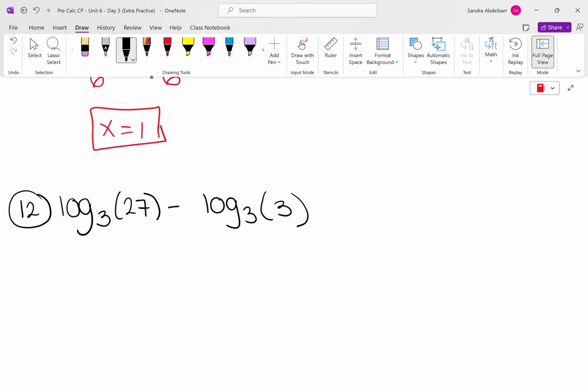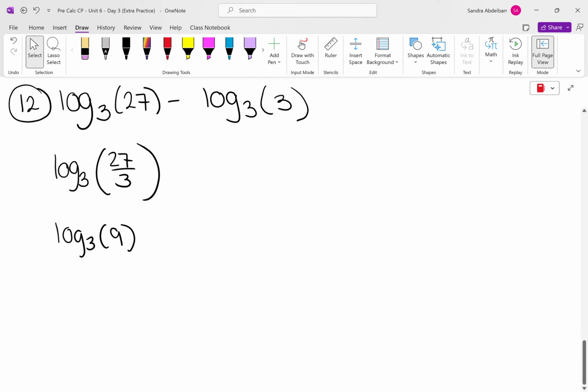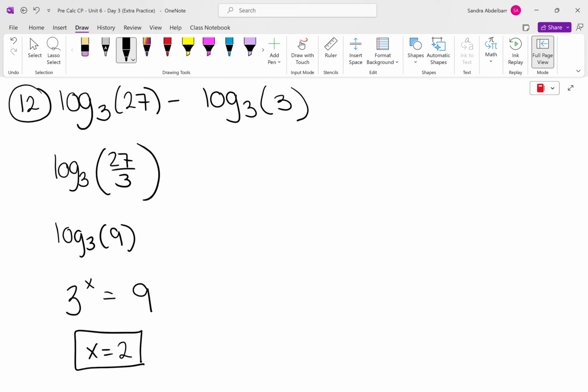Okay, so how did most of you do this? Probably log base 3 of 27 divided by 3. Is that true? Okay, so then you had log base 3 of 9. Now, what did I say? Once you get it down to 1 log, you can always solve if you change it into exponential. So this is going to be 3 to the x is equal to 9. Well, 3 to what power gives us 9? 3 to the second power.